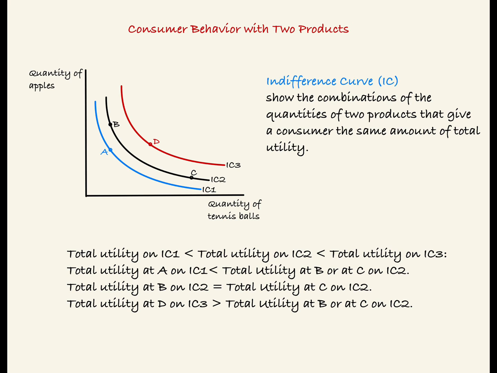And lastly, the total utility at point D on IC3 is greater than the total utility at points B or at point C on IC2. As the indifference curve moves further away from the origin, the total utility along that curve increases.